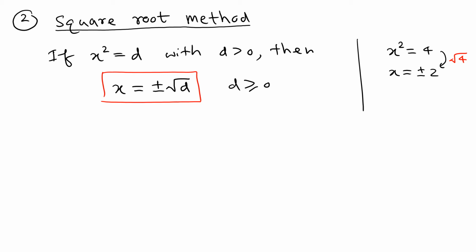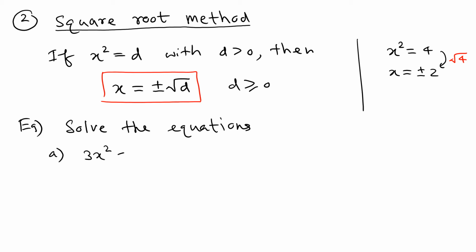So let's look at some examples now. Let's say solve the equations. Look at the first one, 3x squared equals 60. You can see that this is not exactly in the form x squared equals d. So what we can do is divide both sides by 3 first. Once you do that, you can write this as x squared equals 20. Now this is in the square root form. So we take the square root of both sides. So x equals plus or minus the square root of 20.